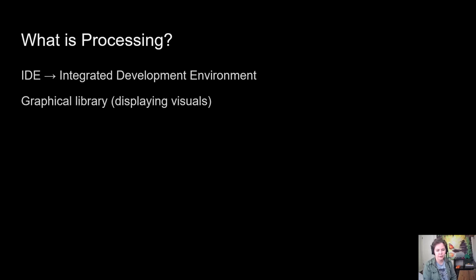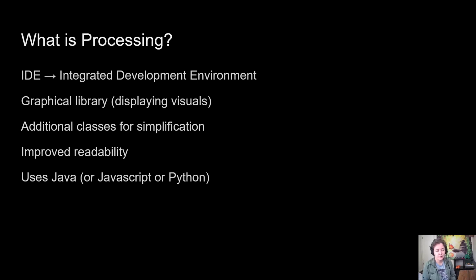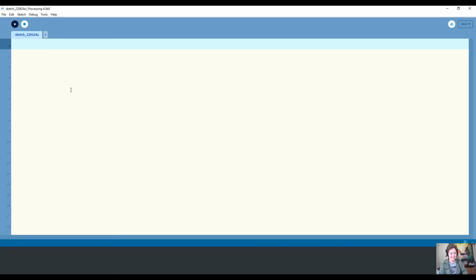Processing is an IDE, or integrated development environment, which means that it is used for writing code. It is also a graphical library, which means it's very useful for displaying visuals. And it also includes some additional classes for simplification, and it has improved readability over using Java in a more traditional way. Traditionally, processing uses Java, although newer versions have been introduced that use JavaScript and Python. So let's dive right in and get started.